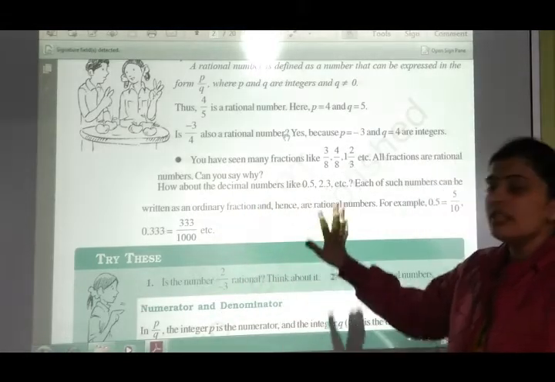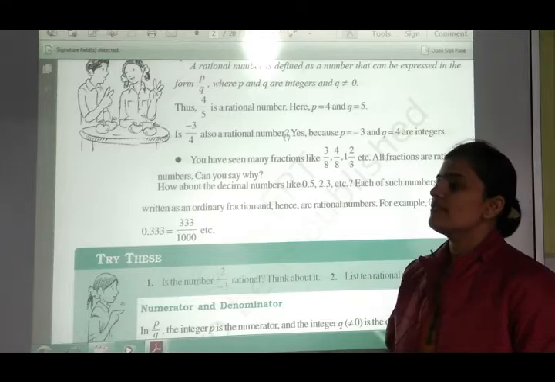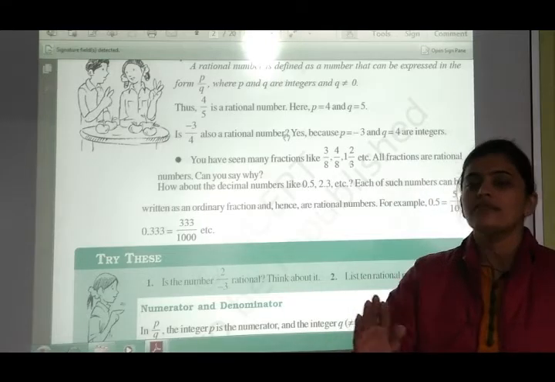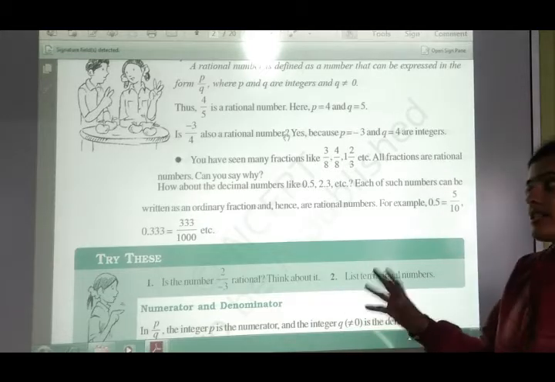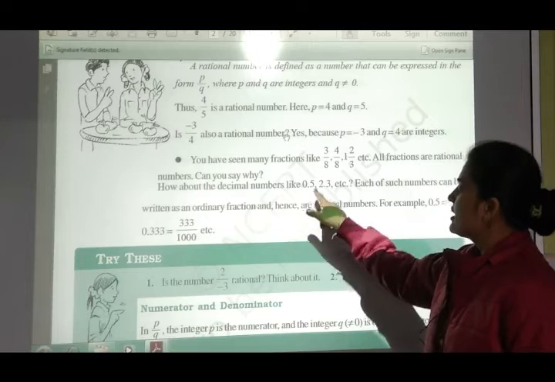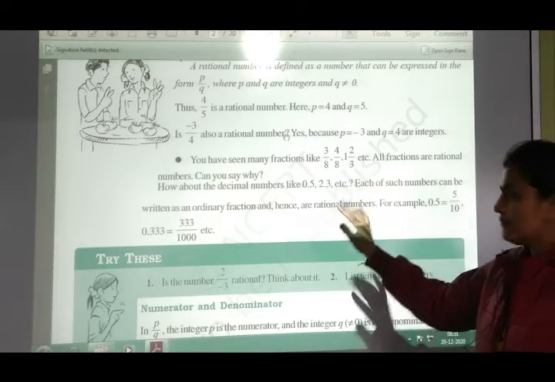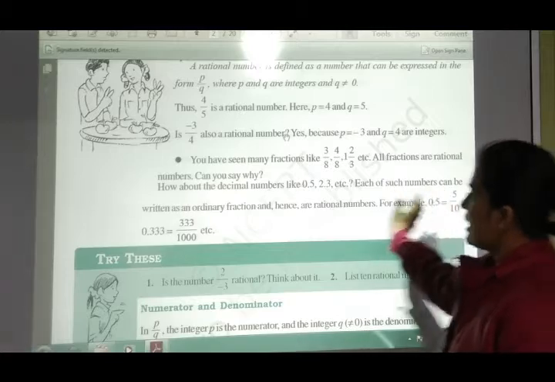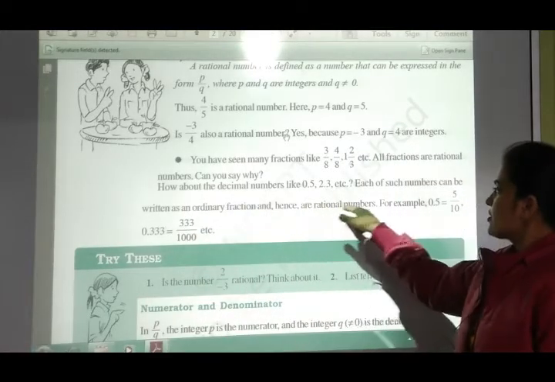How about the decimal numbers? Now what about the decimal numbers? In the earlier chapter we have studied that decimal numbers can be converted into fraction form. That means all the decimals are also fractions or rational numbers. 0.5, 2.3, etc. All these are decimals. Each of such numbers can be written as an ordinary fraction and hence are rational numbers.